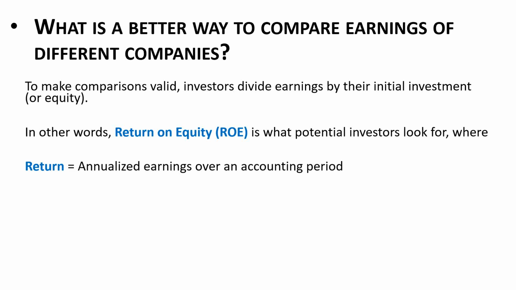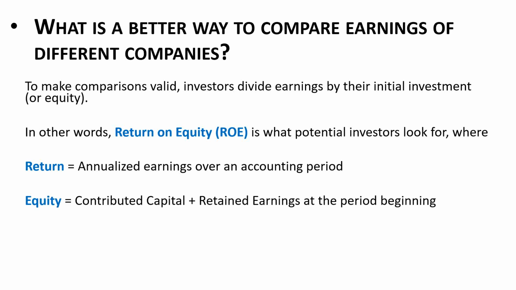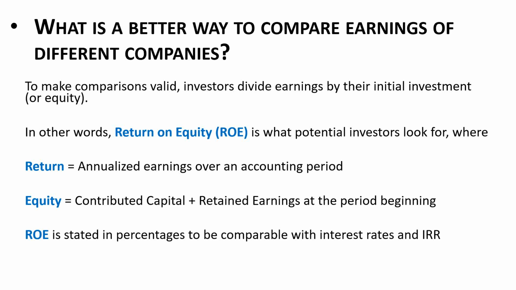So return is the annualized earnings over an accounting period. Equity is the contributed capital plus retained earnings at the period beginning. ROE is stated in percentages to be comparable with interest rates and internal rate of return.